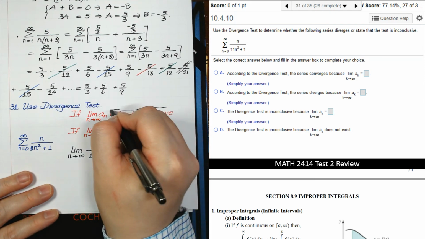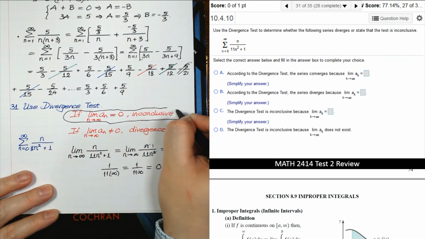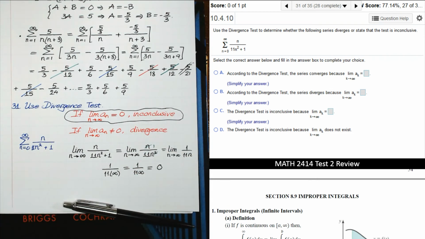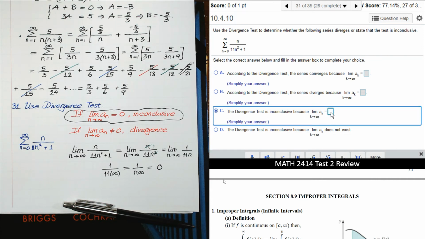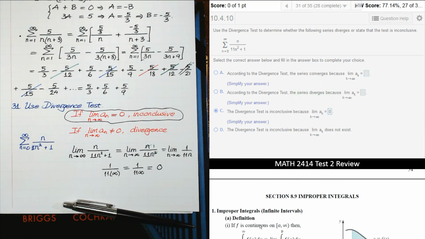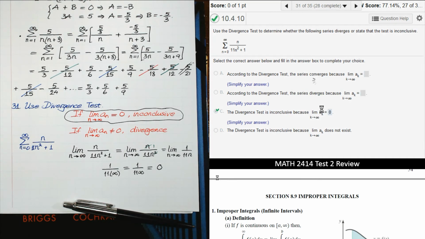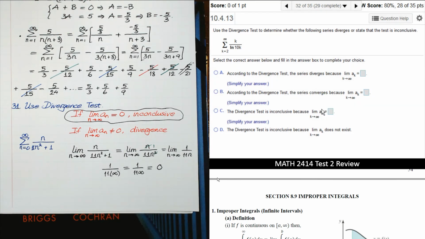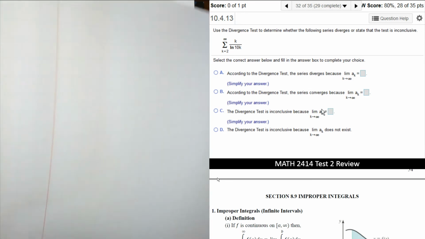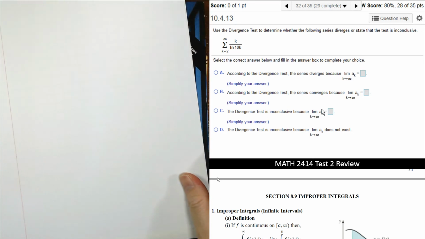Now, if it is equal to 0, it is inconclusive. There are a lot more ways to test this, but for now, if we use the divergent test, it is inconclusive because the sequence, the n terms, go to 0. If it goes to something else, then that will be divergence.